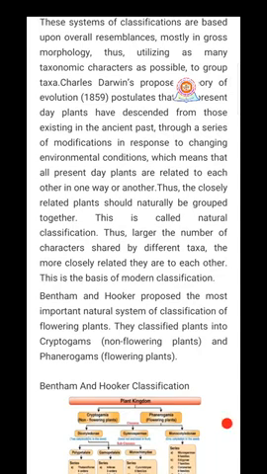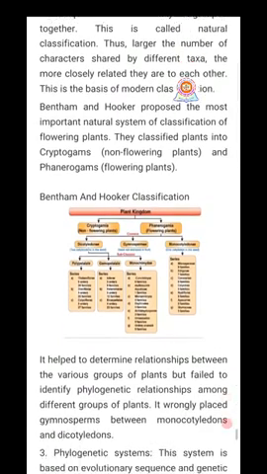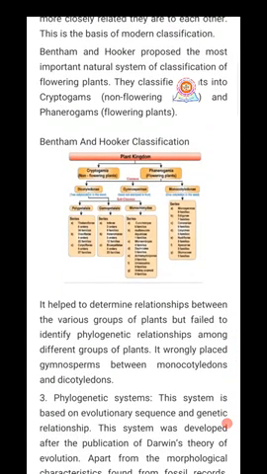Bentham and Hooker classified plants into cryptogams, that is non-flowering plants, and phanerogams, which means flowering plants. Their system helps to determine the relationship between the various groups of plants but failed to identify phylogenetic relationships among different groups. It wrongly placed gymnosperms between monocotyledons and dicotyledons, and you know that present day gymnosperms are far different from monocotyledons and dicotyledons.